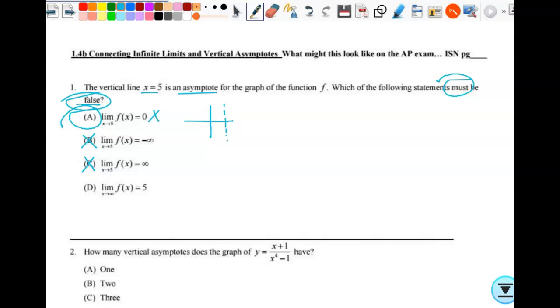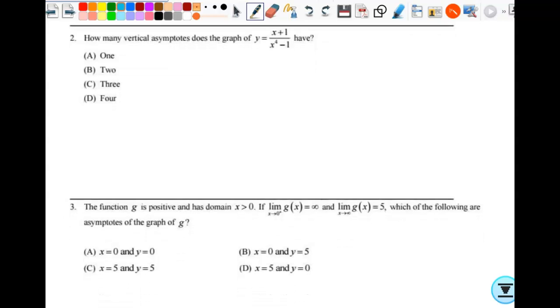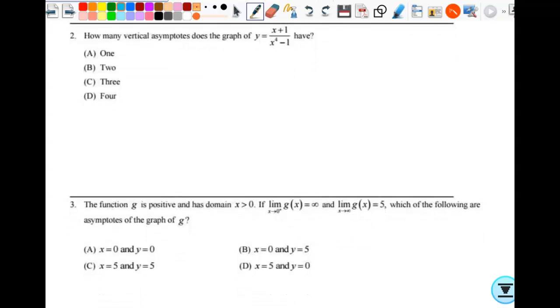All right, so let's look at number 2. How many vertical asymptotes does this graph have? Well, what would I need to do to try and figure that out? Factor it. So this bottom part here, what kind of situation do we have? Difference of squares. So I can get x plus 1 on the top, and then x squared plus 1 times x squared minus 1.